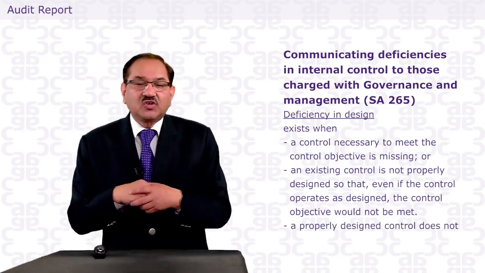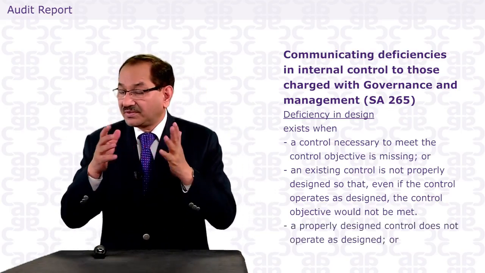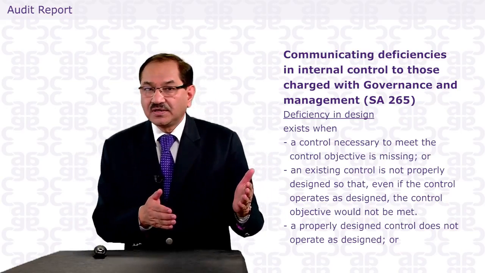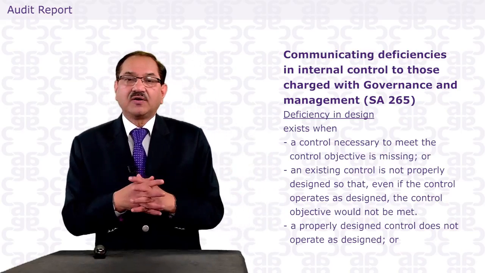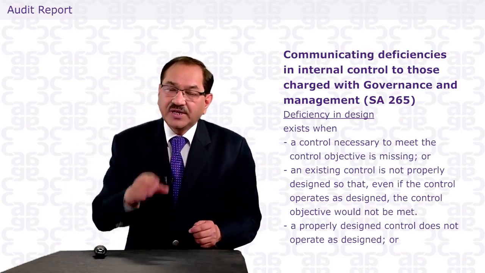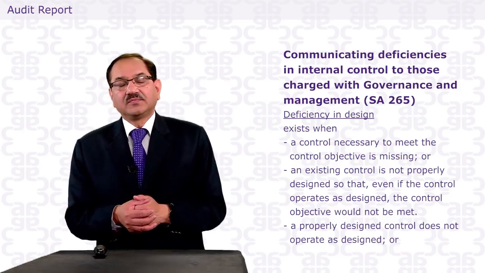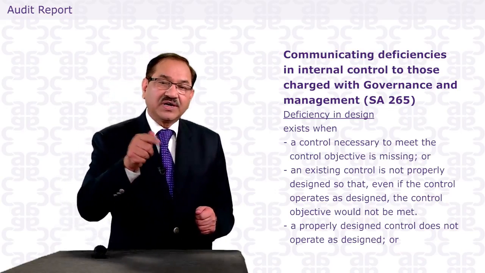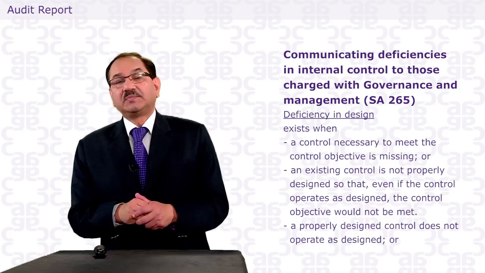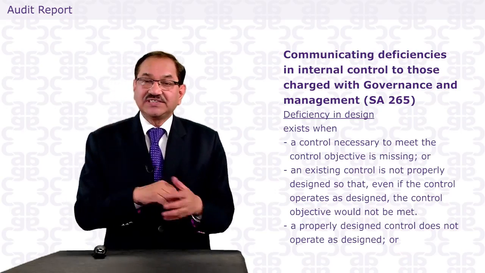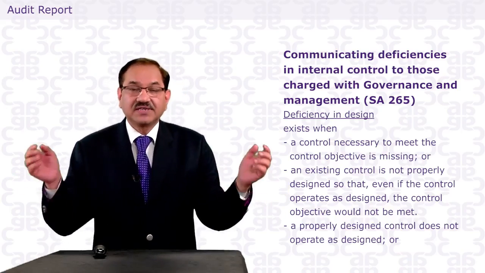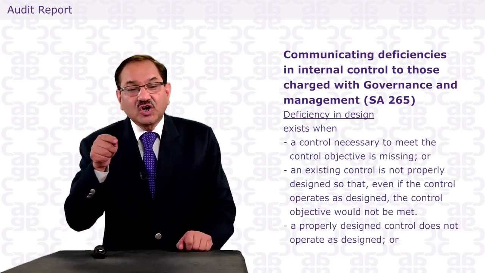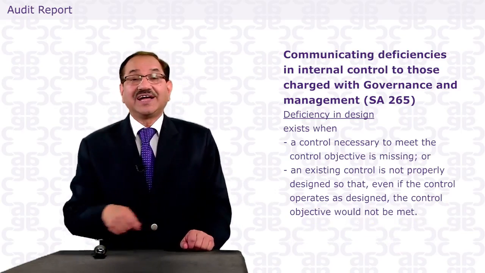A properly designed control does not operate as designed. Sometimes you have designed a control system properly, as per your manual of accounting, it is written that whenever you incur a traveling expenditure, you have to classify whether it is for others or directors. But the person who is in charge of recording these transactions is not classifying it. So the system is properly designed, but it is not being followed as designed.